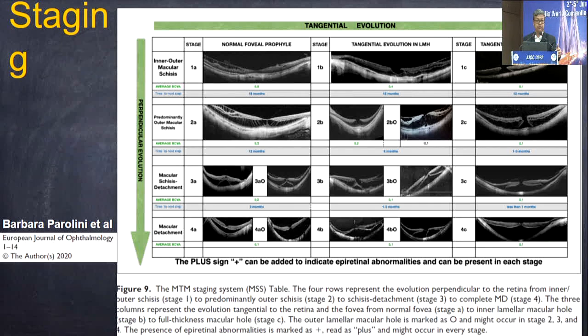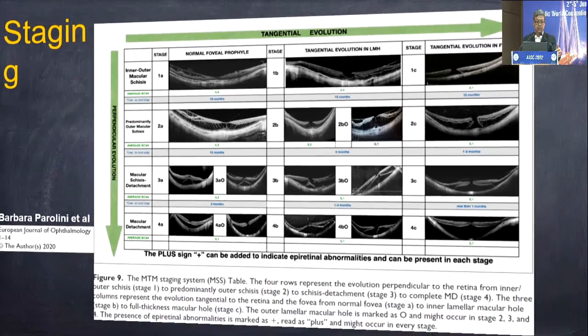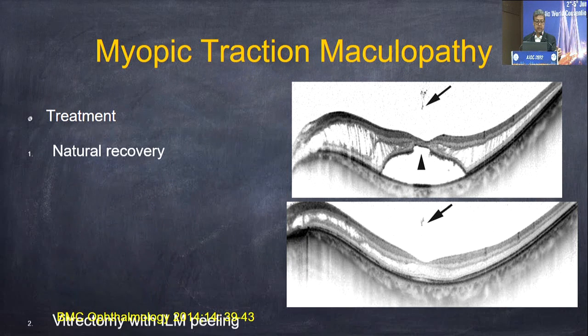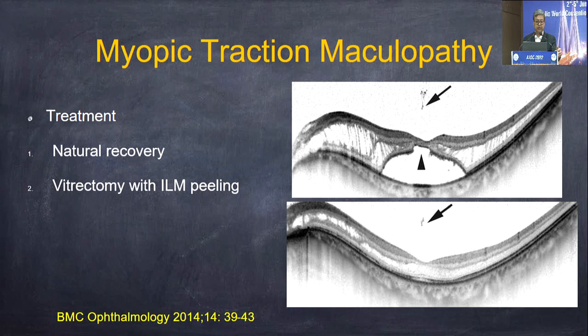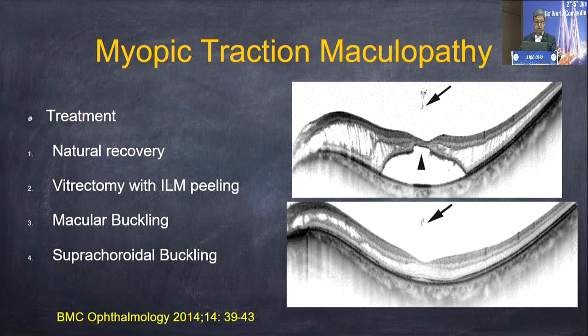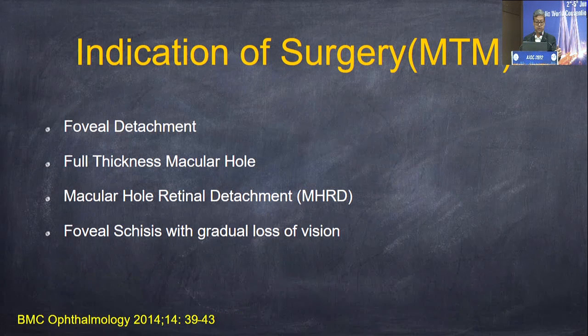So there are a lot of classifications of myopic traction maculopathy. This is the classification proposed by Parolini et al. in 2020. We have treatment for a few cases of traction maculopathy. Sometimes it resolves on its own, with natural recovery, or we have treatment such as vitrectomy with ILM peeling. Macular buckling is another option, and supracoroidal buckling is another option.